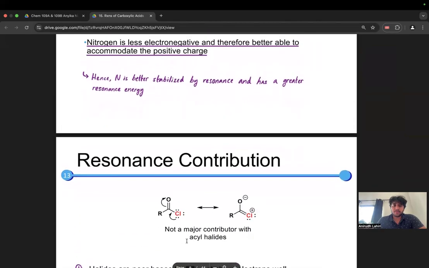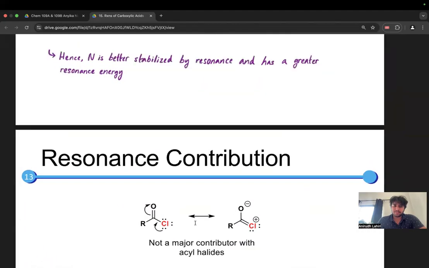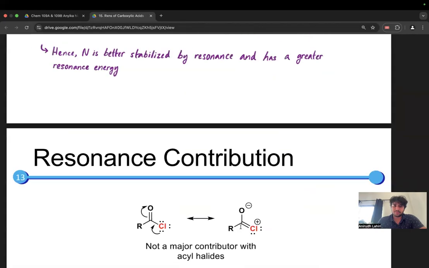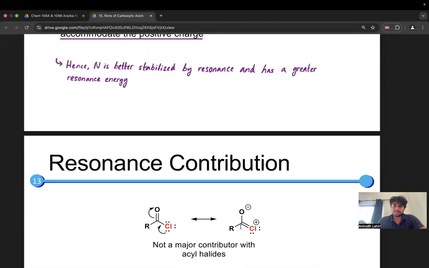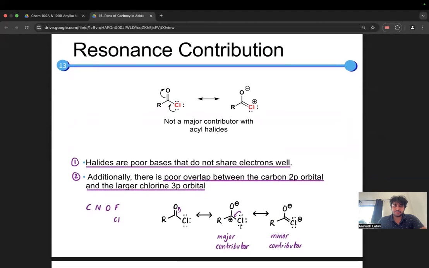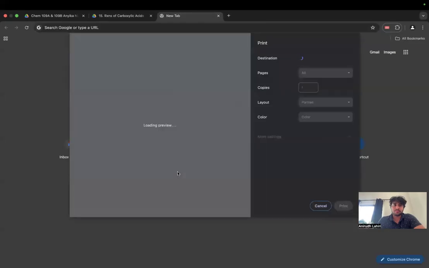If you want to, pause the video right now and think about why specifically this is not the major resonance contributor. The reason this is not the major resonance contributor is that halides are really poor bases that do not share electrons well. Additionally, there is very poor overlap between the carbon 2p orbital and the large chlorine 3p orbital.